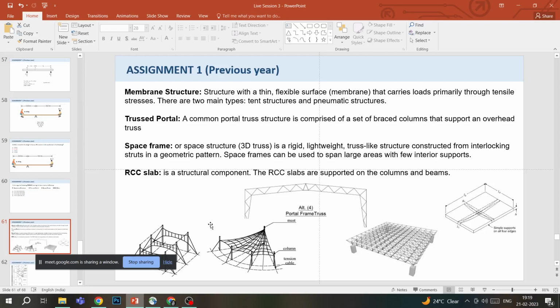Space frames are usually rigid and lightweight. They are truss-like structures constructed from interlocking struts in a geometric pattern, and they can be used to span large areas with few interior supports. Then we have RCC slab, which is a structural component supported on the columns and beams.